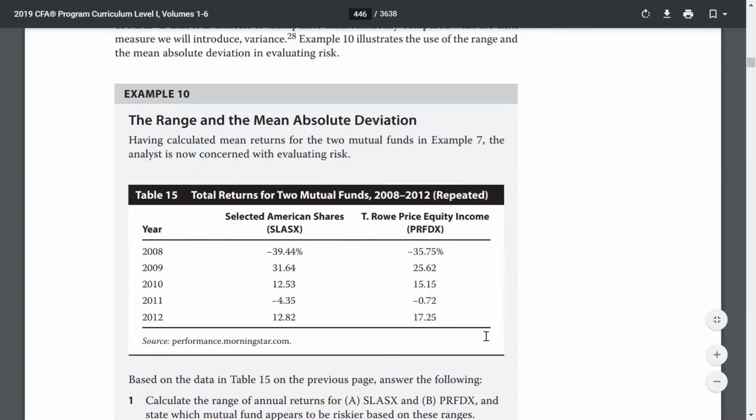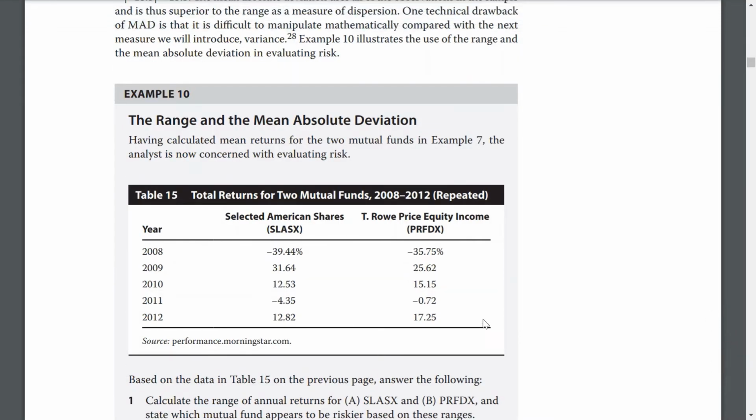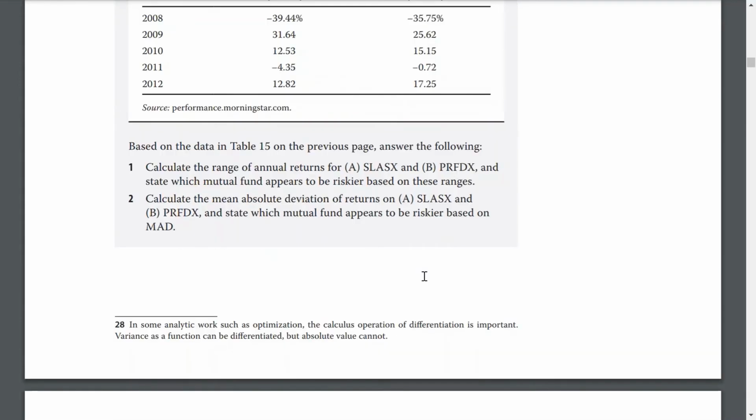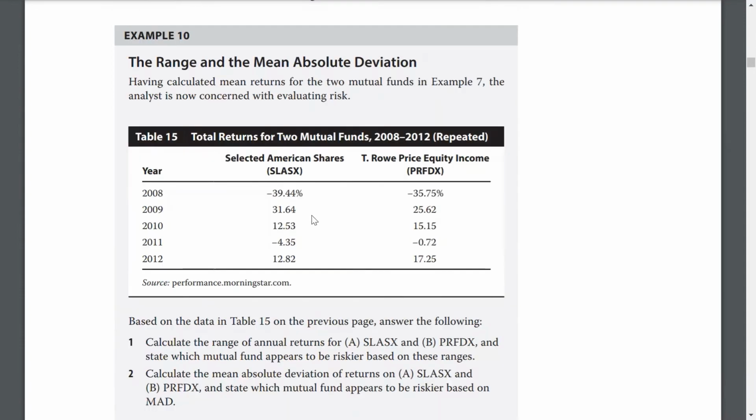Example 10, the range and mean absolute deviation. Having calculated the mean returns of the two mutual funds in example 7, the analyst is now concerned with evaluating risk. So here is the year, here are the Selected American Shares and how they do, and here is the Price equity index. Based on the data in table 15 on the previous page, which is this page, right?